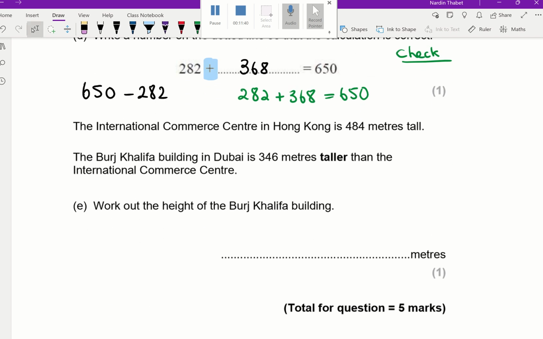It says the International Commerce Center in Hong Kong is 484 meters tall. The Burj Khalifa building in Dubai is 346 meters taller than the International Commerce Center. Work out the height of the Burj Khalifa building. Well, it's taller. That means I'm adding. So I've got 484 plus 346. And again, you do that with your calculator and you get 830 meters.